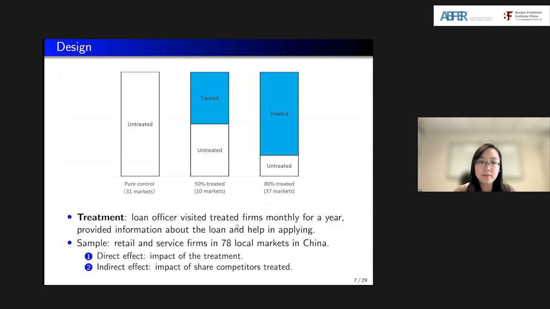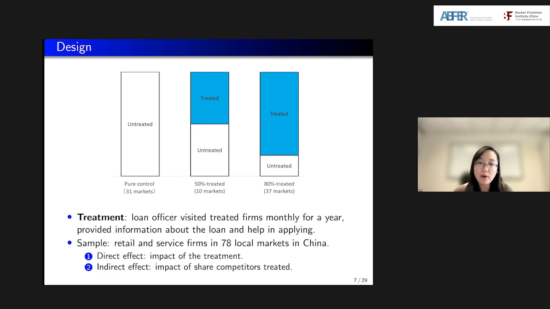So our main intervention is to have the loan officer visit treated firms monthly for a year. In each visit, the loan officer would provide information about the loan, remind potential borrowers about the benefits, and also offer to help them fill out all the complicated application forms if a firm decided to apply. So you can view this intervention as a combination of the information treatment plus a reduction in application cost.